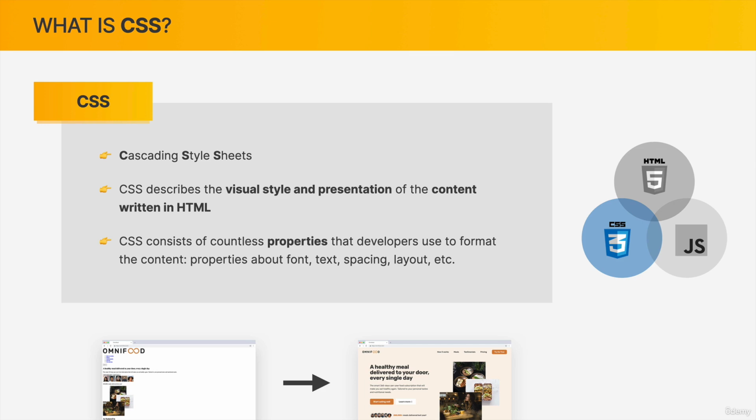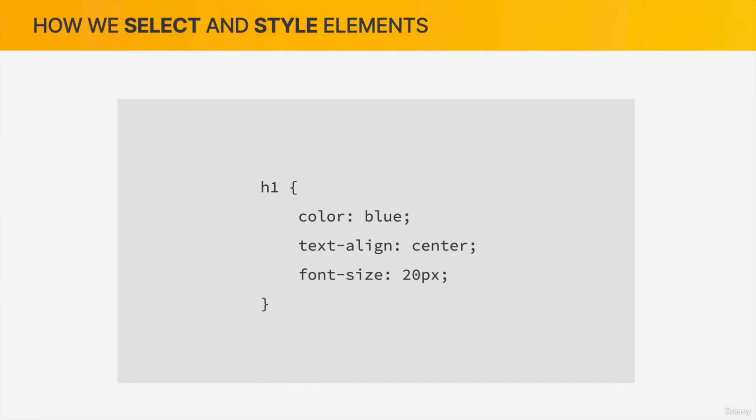So let's now take a look at an actual piece of CSS code. This is what a typical small piece of CSS might look like, and it always starts with a selector. For example, if we want to style all the H1 elements on the page, we need to select them in CSS, and then we can apply some styles to them. Each of these styles we can call a declaration.